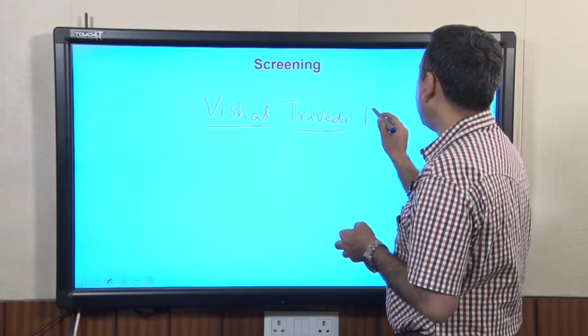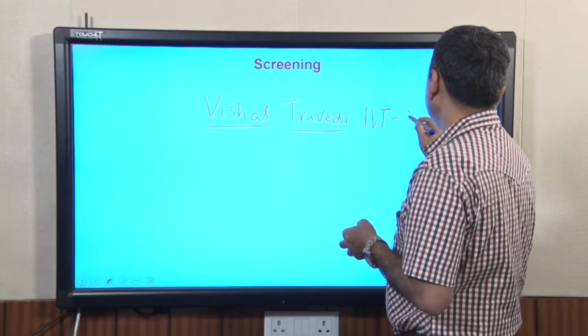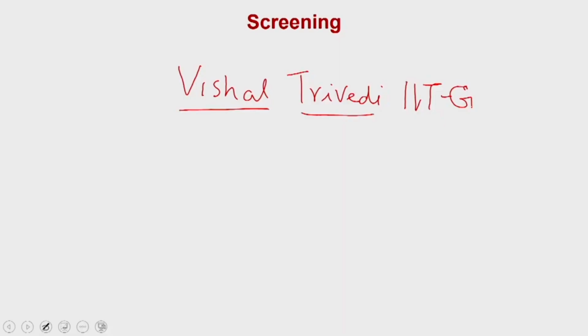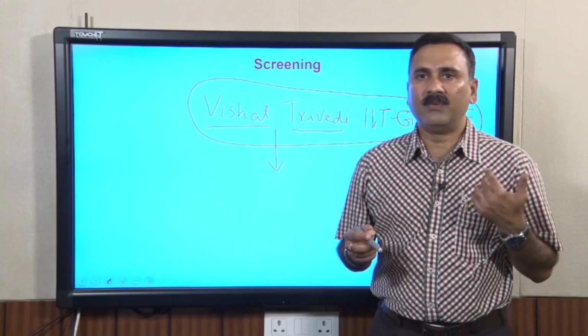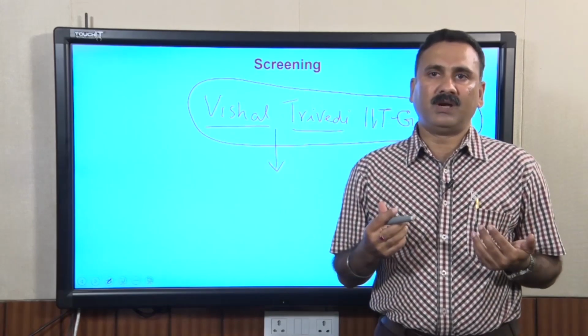For example, if I write Vishal Trivedi IIT Guwahati, then it becomes slightly more specific compared to only the name, but it could still be possible that within IIT Guwahati you may find several persons with the same name. So, in that case you also have to add the department's name. In our case the department name is Biosciences and Bioengineering. Now if you put this as a query in Google, there is a higher probability that you may find my profile on the IIT Guwahati website.